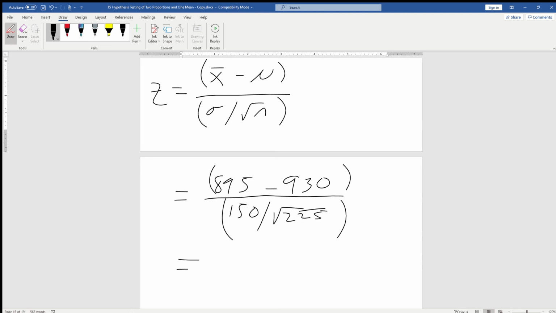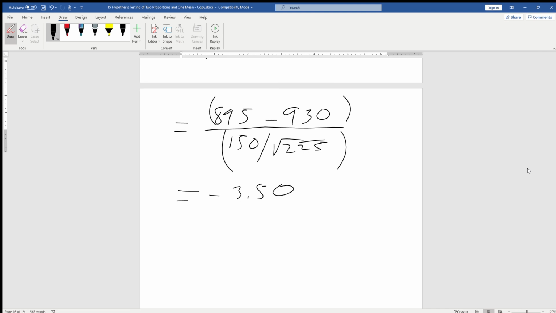Alright, so if you just hold on one moment, I'll type this into my calculator, and make sure that you can type it into your calculator as well. And I got exactly negative 3.5. I'm going to make that negative 3.50 so that when we look it up, it's much easier to find on the z-table. Finally, we're going to convert that into our p-value.